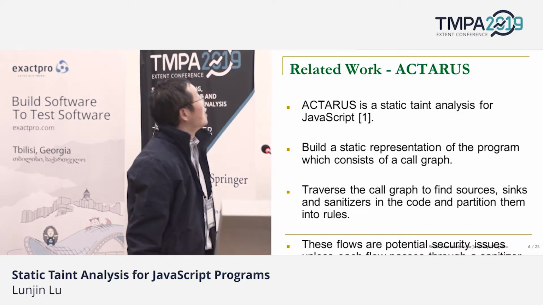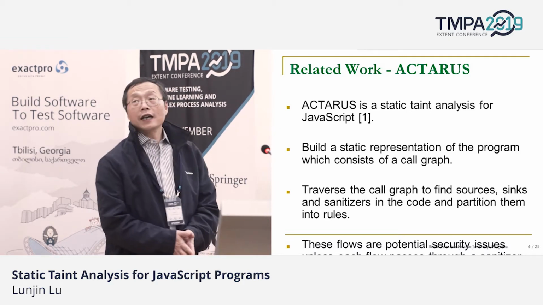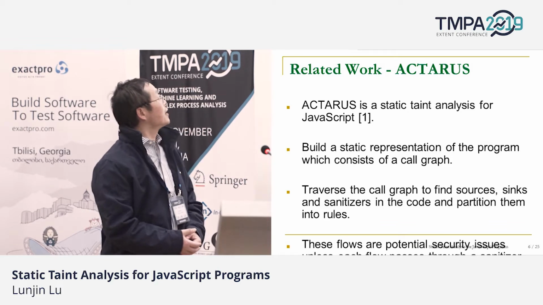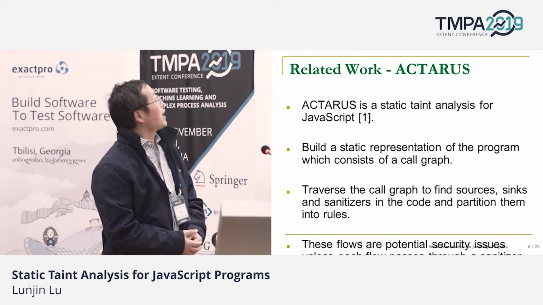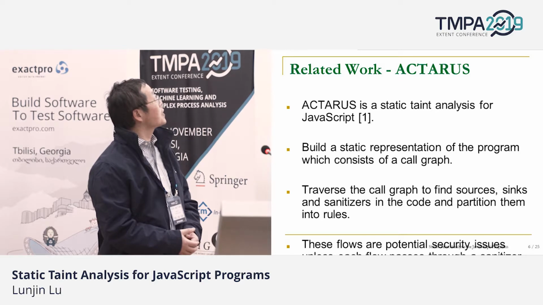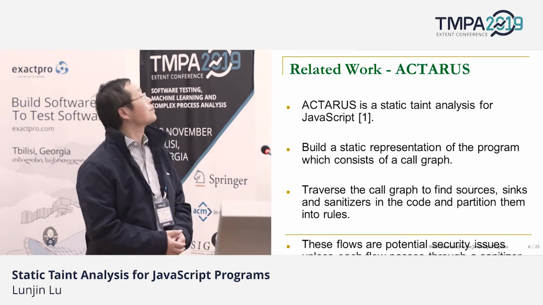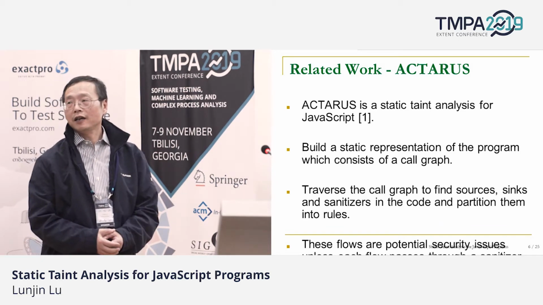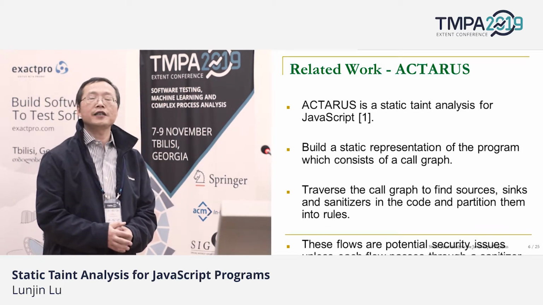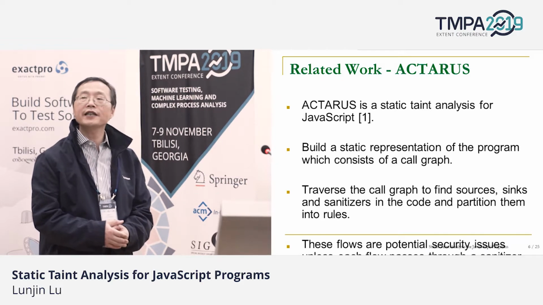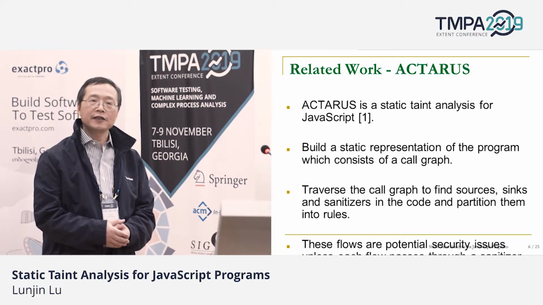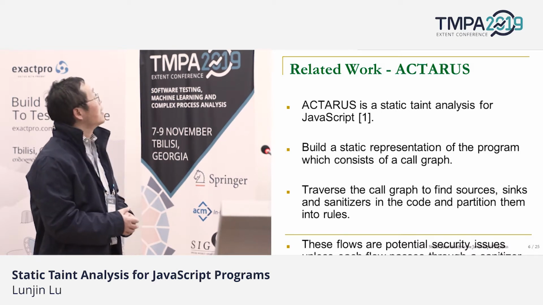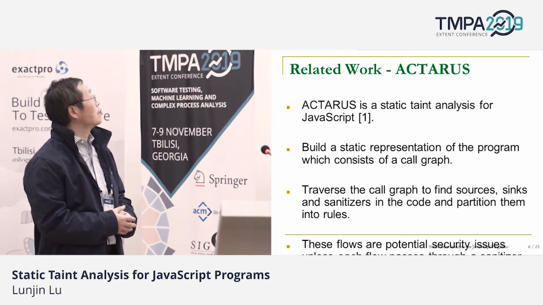So there has been some work on taint analysis for JavaScript programs, and the most related ones include Actors. Actors is a static taint analysis, and it gives a code graph. Code graph construction is complicated for object-oriented programs, and especially for JavaScript.